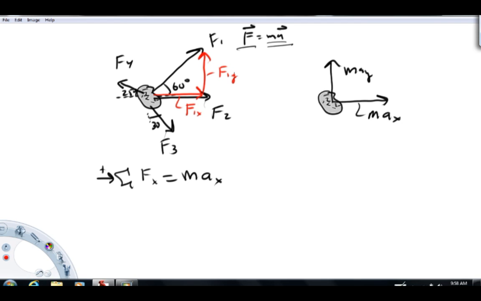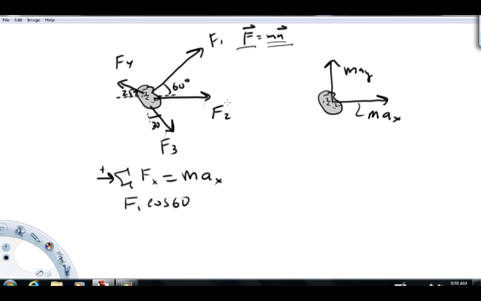When you look at that picture, F1x is adjacent to the 60-degree angle, with F1 being the hypotenuse. So F1x is equal to F1 cosine 60. F1y is equal to F1 sine 60. So I'm going to go ahead and use those values here. I'm going to get rid of this for just a moment. When I write my equation here, we're going to have F1 cosine 60. That was for the x component of F1.